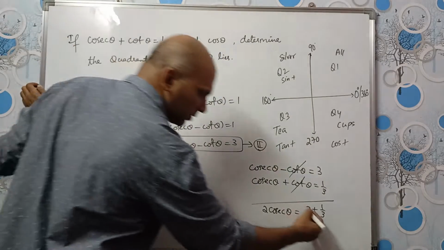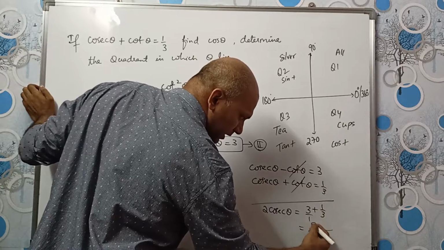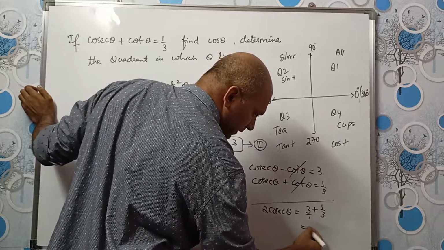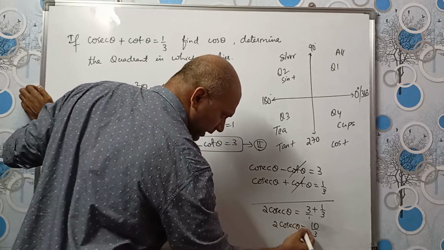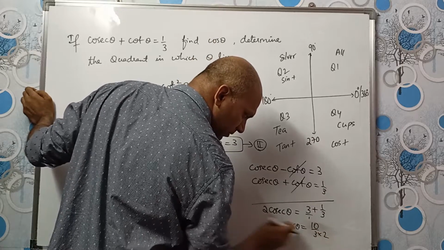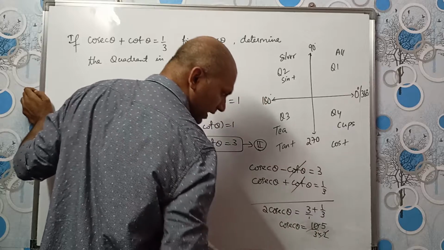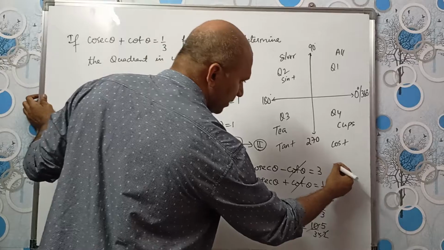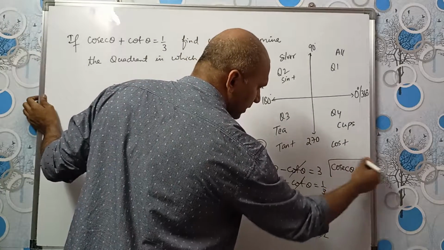So this will be equal to how much? Denominator will be 3, 9 plus 1, 10. So this will be 10 by 3. So this is 2 cosecant theta. Now 2 goes on the other side, it will be in division, right? So 2 and 5 will get cancelled, 5 by 3. So we have cosecant theta is 5 by 3.